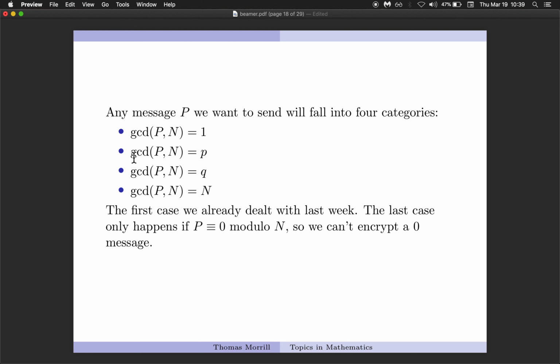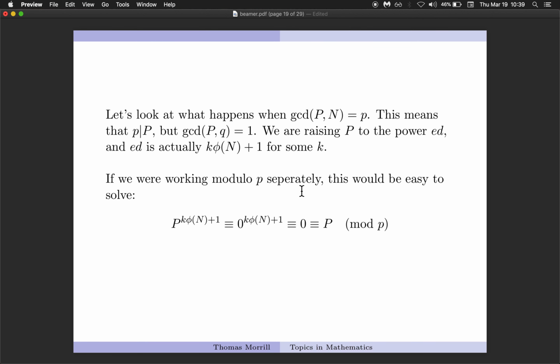The interesting thing is what happens if the GCD of P, the message, and n is one of the prime factors. So in this case, the prime, lowercase p, is a divisor of the message we want to send, our plaintext, capital P. But q is not a prime divisor of P. That means that the GCD of P and q is 1.